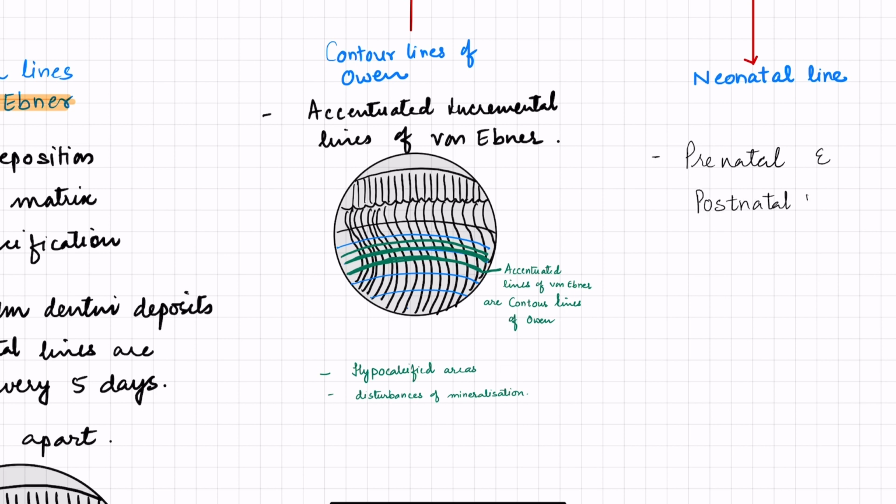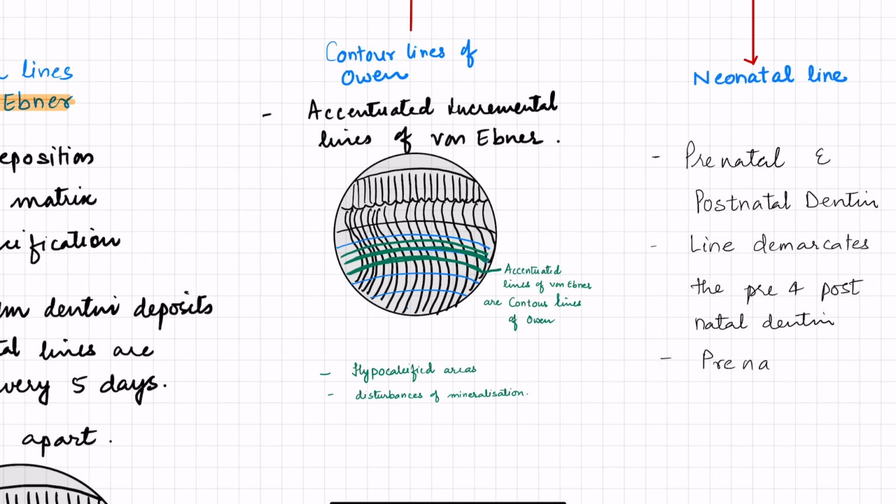Next we will see the neonatal line. Neonatal line is the same as that of the enamel, which is describing the dentine deposition prenatally and postnatally, prenatal and postnatal dentine deposition. So it is nothing but the line which demarcates the pre and postnatal dentine deposition. Okay, so it is also said that the prenatal dentine deposition is of better quality than that of the postnatal dentine formation.